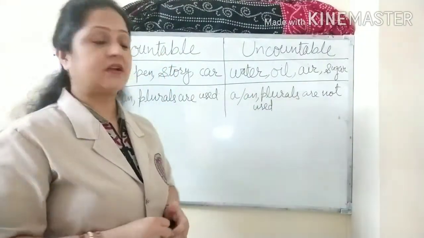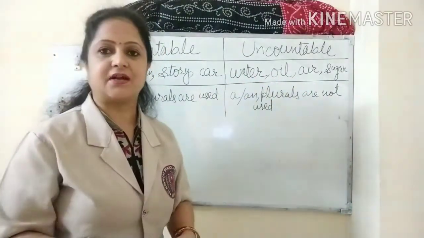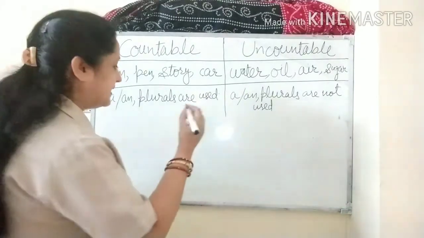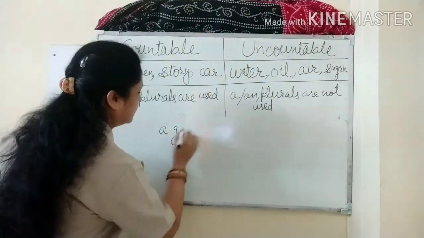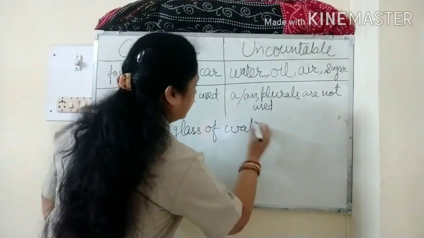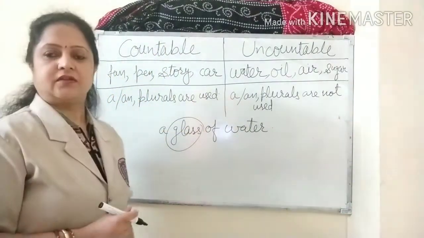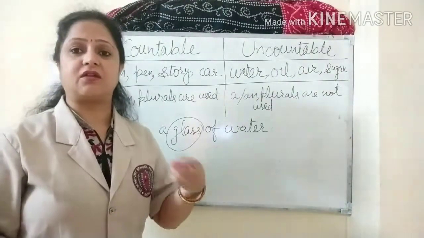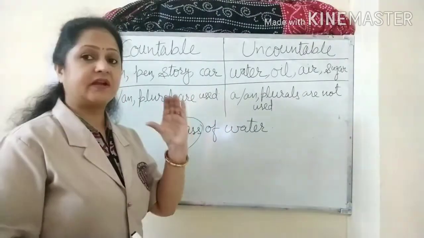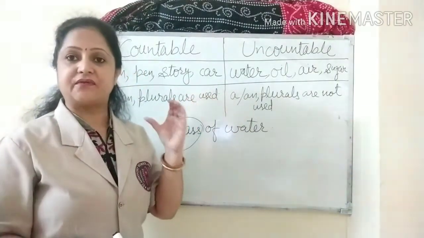We cannot count the uncountable nouns, but we can count the units of the uncountable noun. Suppose I am giving you one example. If I say a glass of water, here I cannot count water, but I can count the glass. Similarly I can say a glass of water, 2 glasses of water, 3 glasses of water. Here I can count the number of glasses. I cannot count the quantity of water in these glasses.